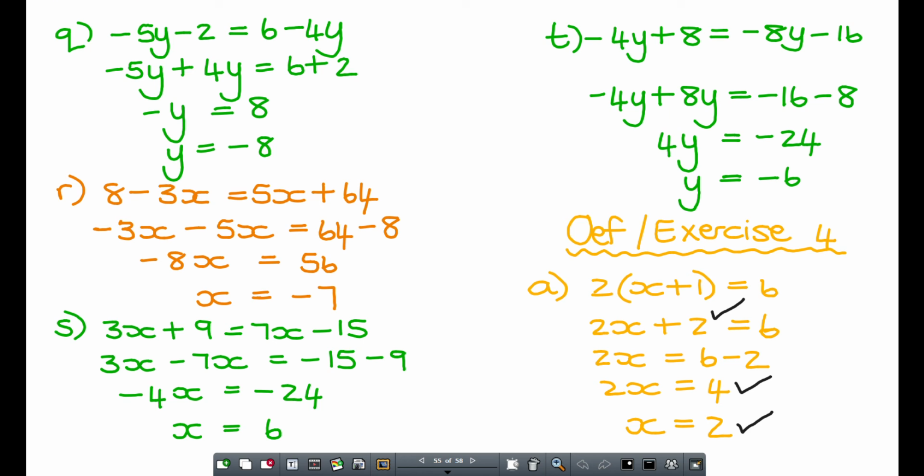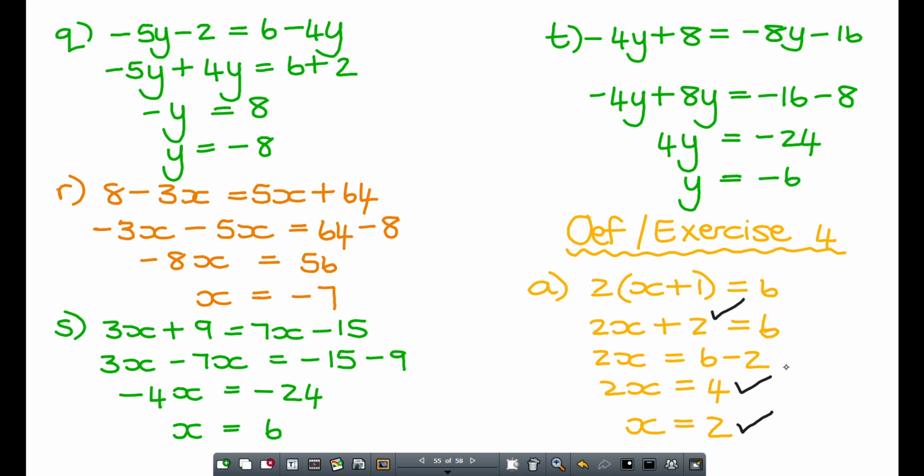So, what we had to do here is the 2 must be multiplied in with an x and with a 1. So 2 times x gave me the 2x, and 2 times 1 gave me the 2. You'll see that that is your first mark. Okay, so just for multiplying in, you get a mark already. Then I move that plus 2 to the other side, and that then becomes minus 2.